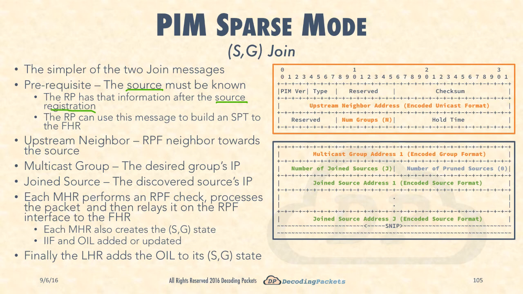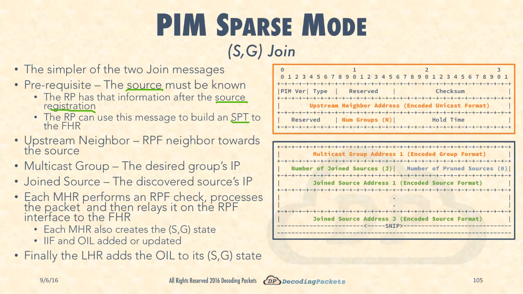And really, in our case today, in this particular lecture, part 1, we'll only see the RP ever creating this message, because the RP is the only one who is aware of an actual source in there. So the RP will use this message to create an SPT, or a shortest path tree, towards the FHR.